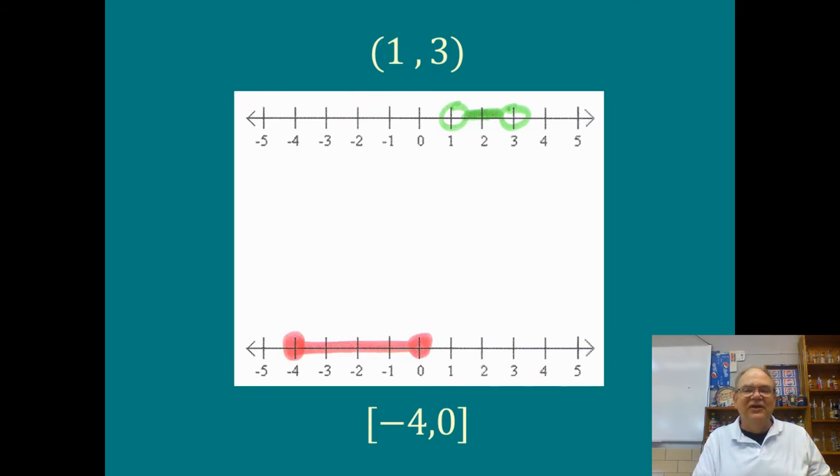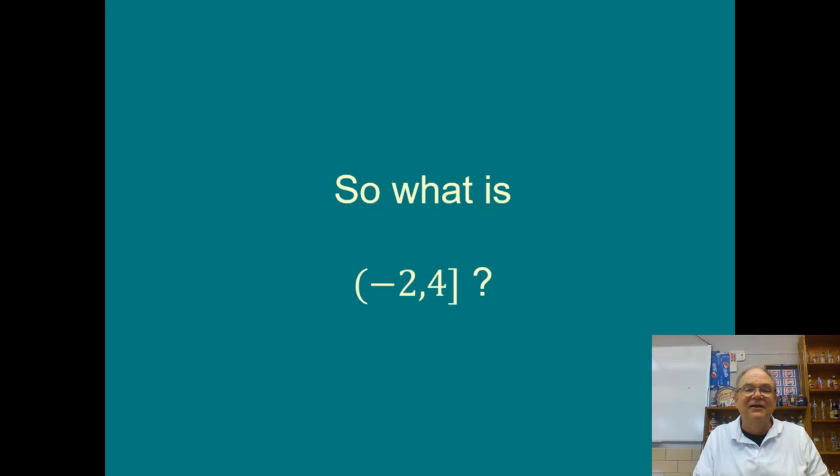You should notice, looking at those two examples, that when I have parentheses, I don't include the endpoints. That's like just less than. And when I've got square brackets, I do include the endpoints. That's like less than or equal to. So again, parentheses 1 comma 3, that means, yeah, I don't include the endpoints, but I want everything from 1 to 3. Brackets, -4 to 0. It's everything from -4 to 0, but you do include those endpoints.